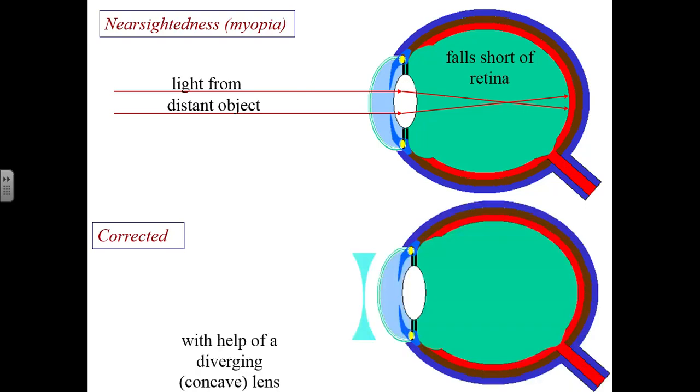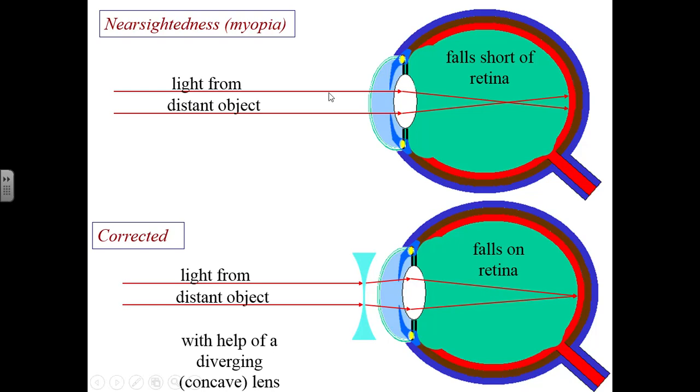So how you correct this problem is you put a diverging lens in there. What this means is that light rays get diverged before they get to your eye, and they get converged by your lens and actually fall correctly on the retina.